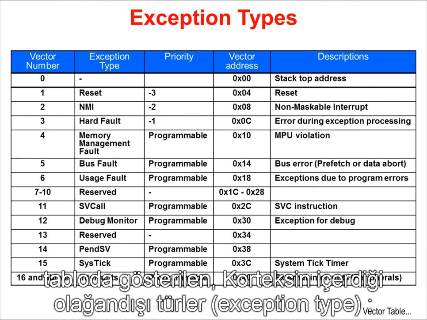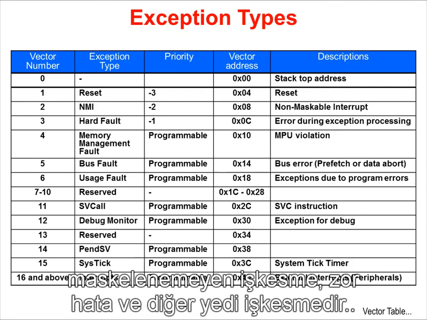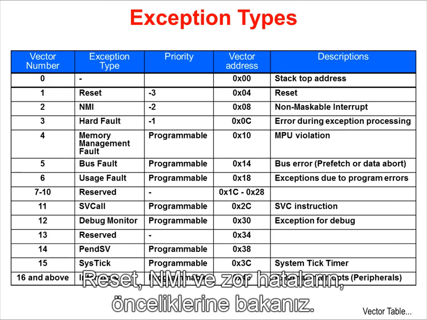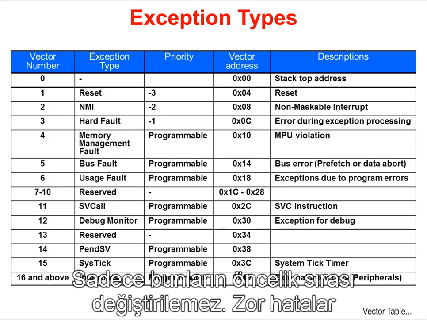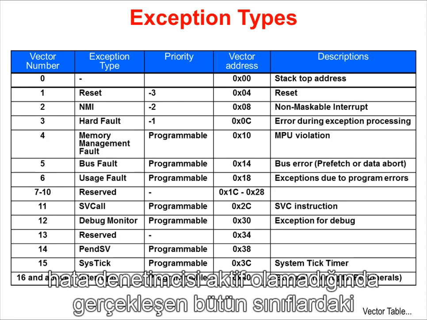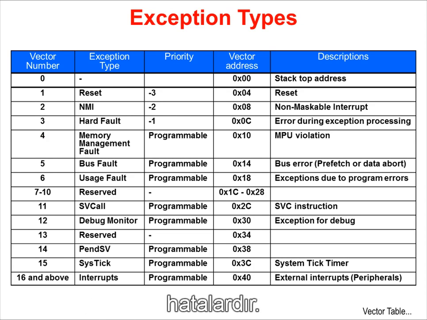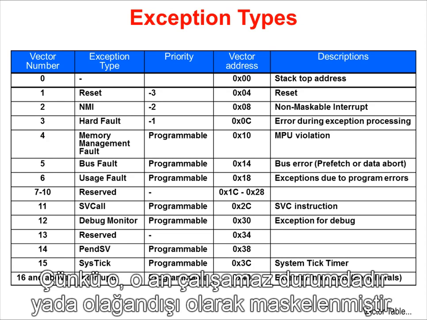Exception types on the Cortex-M include reset, the non-maskable interrupt, hard fault, and the 7 shown in the table. Note the priority levels for the reset, NMI, and hard faults. Only those cannot be changed. A hard fault is all classes of fault when the corresponding fault handler cannot be activated because it's currently disabled or masked by exception masking.